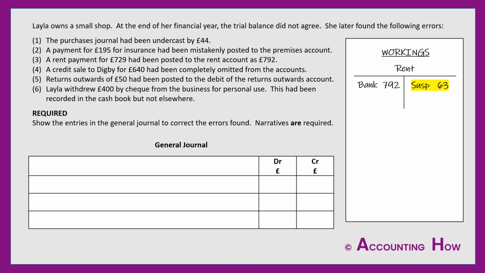So in my journal, suspense account is going to come first because that's got to be debited with 63. Then we've credited the rent with 63. And this error, you can hopefully recognise that she's got the right digits but in the wrong order. She's put 729 when it's supposed to be 792. And that is known as a transposition error.